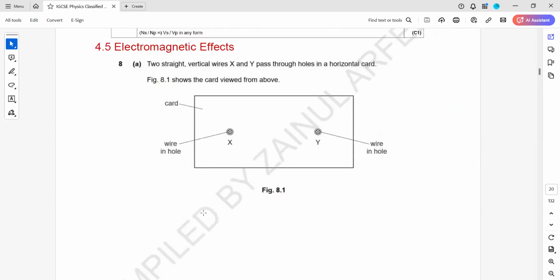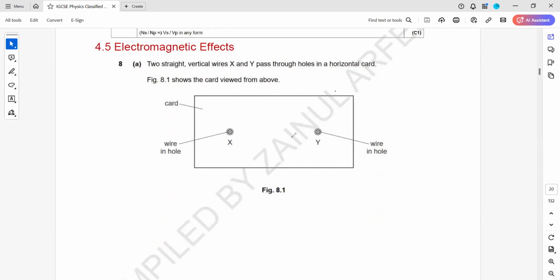The electromagnetic force: two straight wires which are vertically carrying the current. Wires X and Y pass through holes. Figure 8.1 shows a card which is viewed from above. So we are looking at these wires from the top.